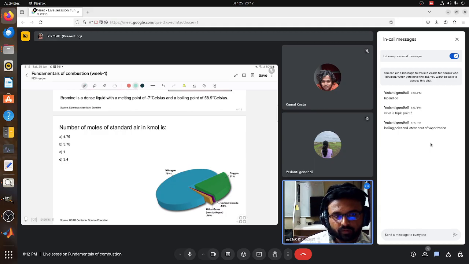As a hint, we said that nitrogen is 78% and oxygen is 21% by volume, and the remaining gases are about 0.4%. If you know this percentage, what is the number of moles of air that you have? Wait for one or two minutes. You guys can try it and let me know in the chat what is the number of moles of standard air in kilomoles.